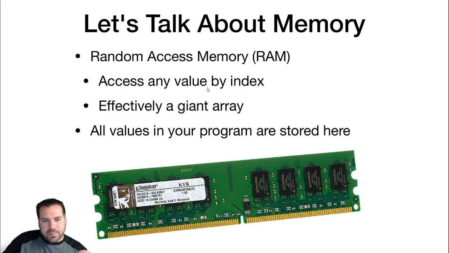So RAM is like a giant array of memory for your computer, and all of your values for all of your running programs are stored here. So if you don't have a lot of RAM in your machine and you're trying to run like 10 programs at once, you're going to notice a big slowdown because all those programs are trying to take up a chunk of your RAM. And once you run out of RAM, things get really, really slow. Once you fill up this entire array with program data, things get slow.